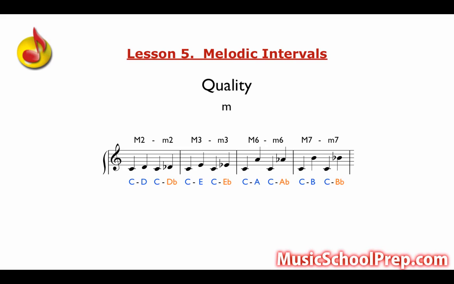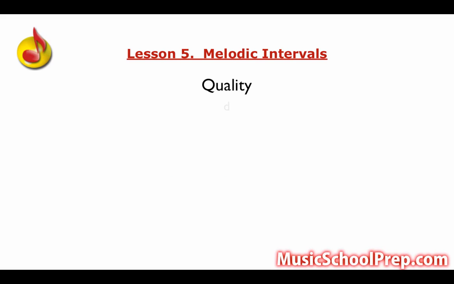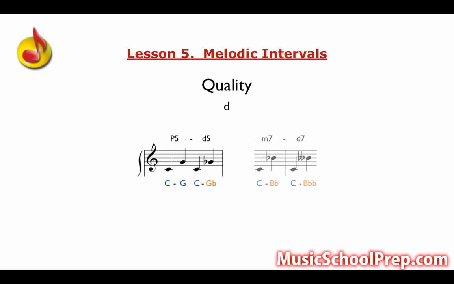A diminished interval is 1/2 step smaller than minor or perfect intervals. In this example, we have a perfect 5th being changed into a diminished 5th by lowering the upper note by 1/2 step. Again, this can also have been done by raising the lower note C to C sharp. And here is a minor 7th being changed into a diminished 7th.